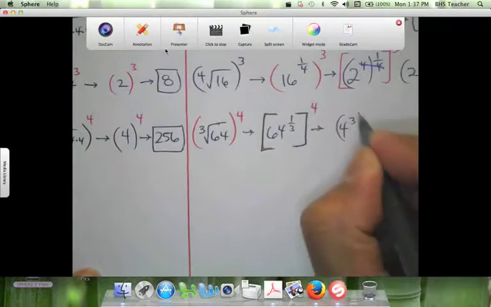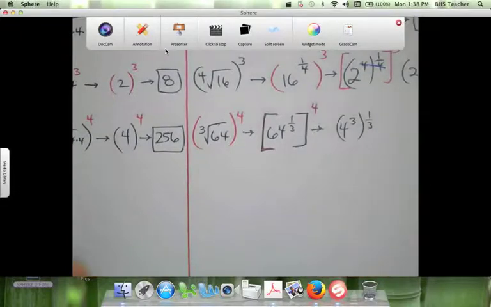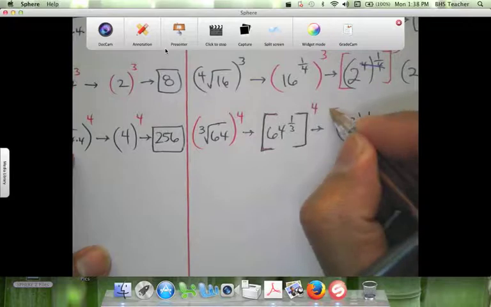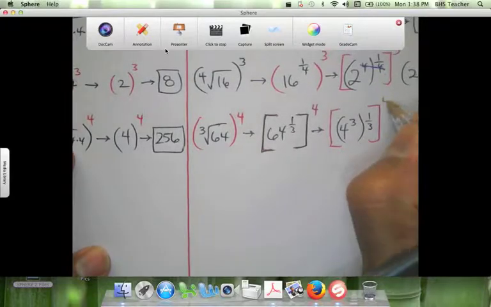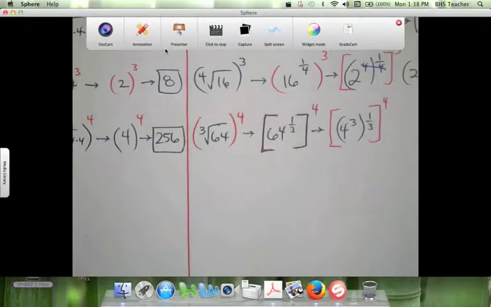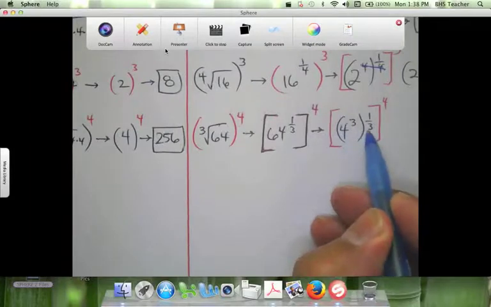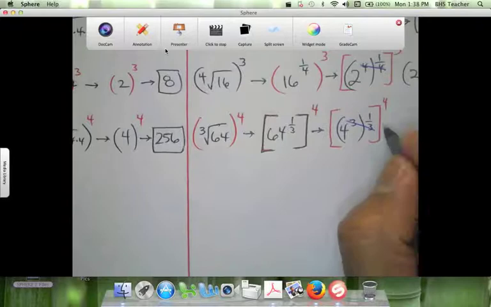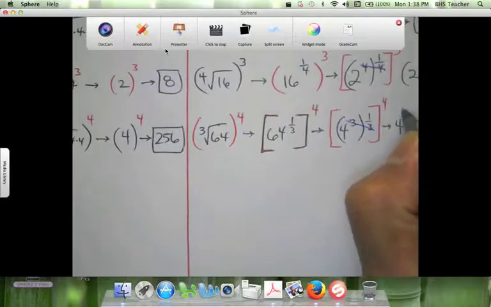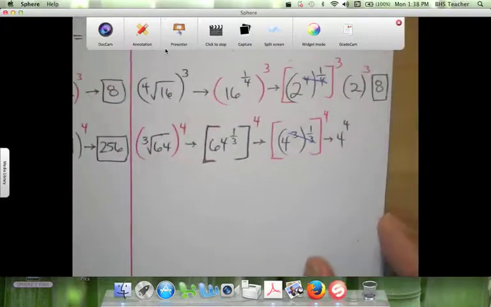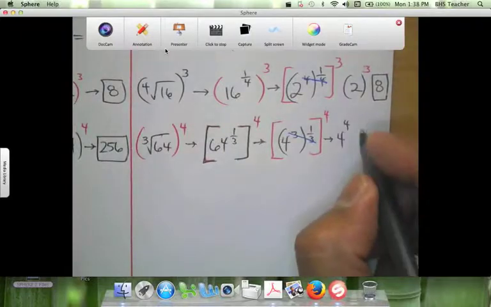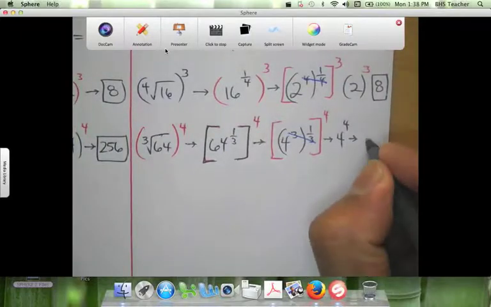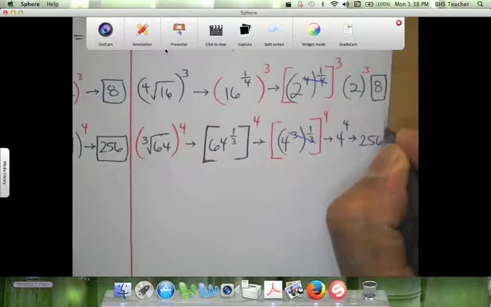Raised to the power of 1/3. And then we got that 4 on the outside, which we'll do last. But you know what's going to happen here. This power and the 1/3, the 3 and the 1/3 divide out. You get 4 to the power of 4. You get 256. Still get the same answer.